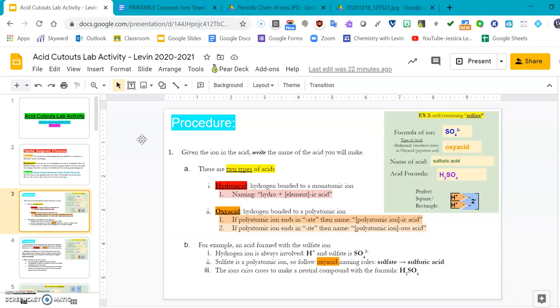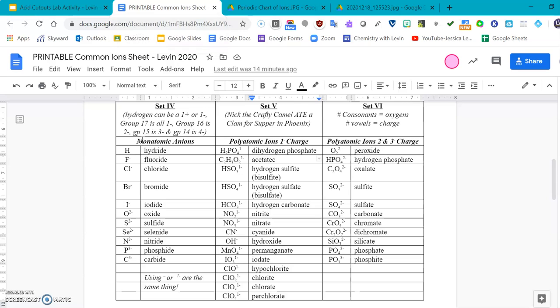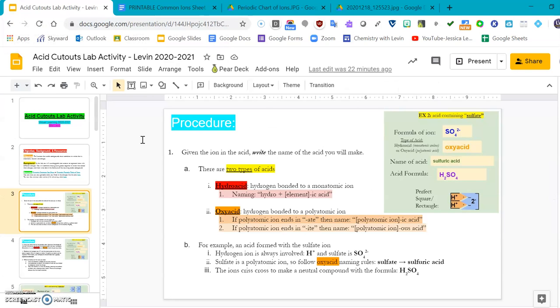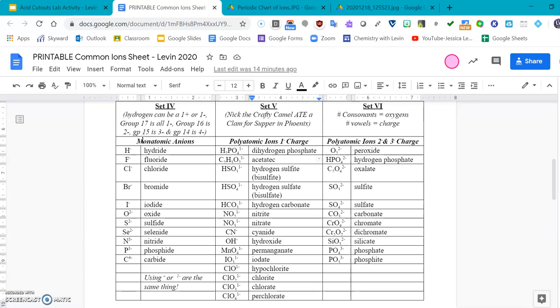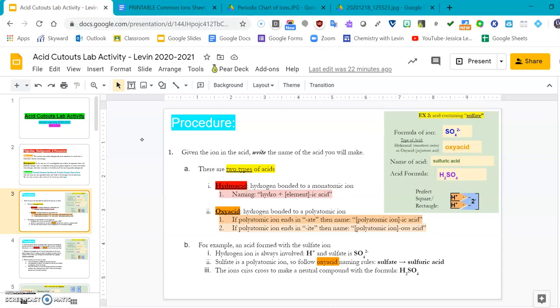Like in this example, an acid containing sulfate. There are two types of acids. There are hydroacids, which is hydrogen bonded to a monatomic anion. That would be something in set 4 here. Or there is an oxyacid, which is a hydrogen bonded to a polyatomic ion, which would be in set 5 or set 6. This is where knowing those ions is super important.